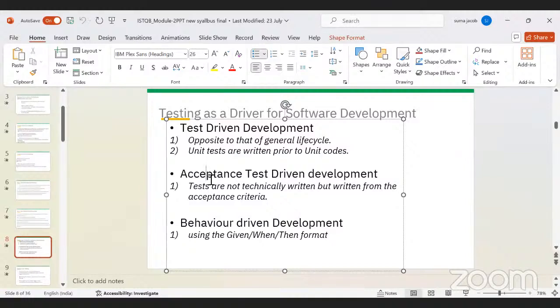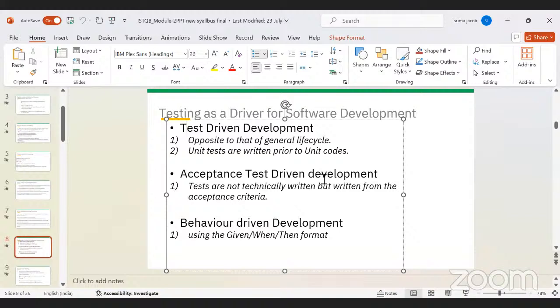So that's why it is only applicable to the unit level. So then next is acceptance test-driven development. We have already said test-driven development is technically written, that unit tests are written prior to the unit code. Whereas in acceptance test-driven development, what happens? The difference here is that tests are not technically written. Rather they are derived from the acceptance criteria.